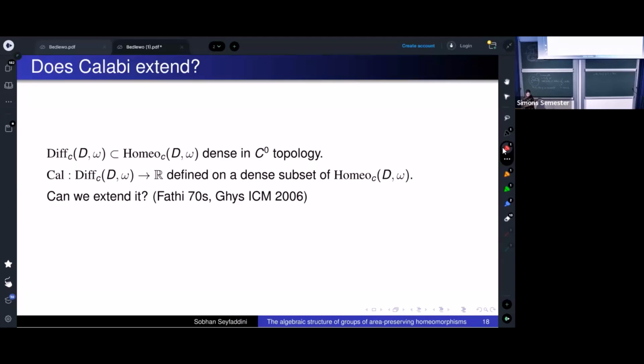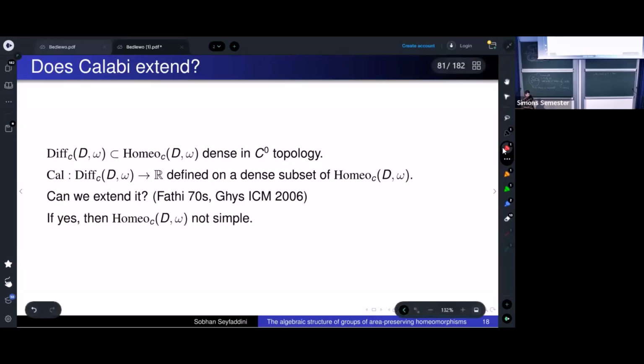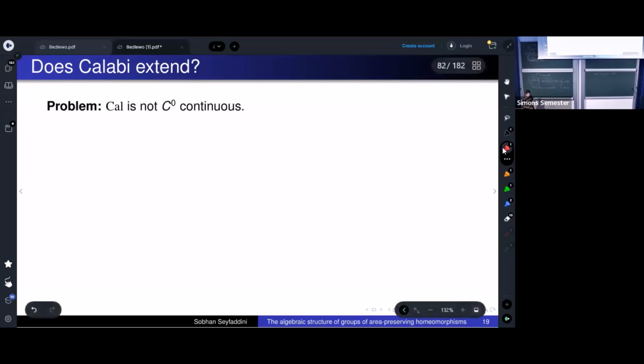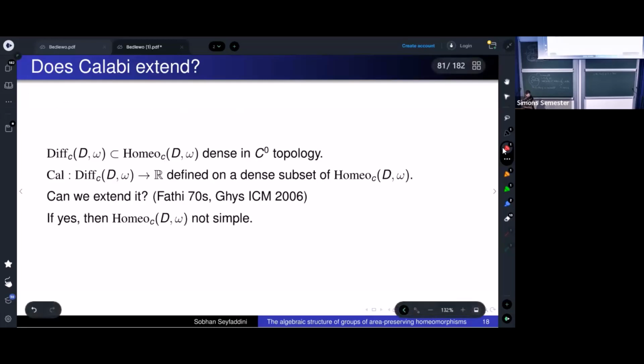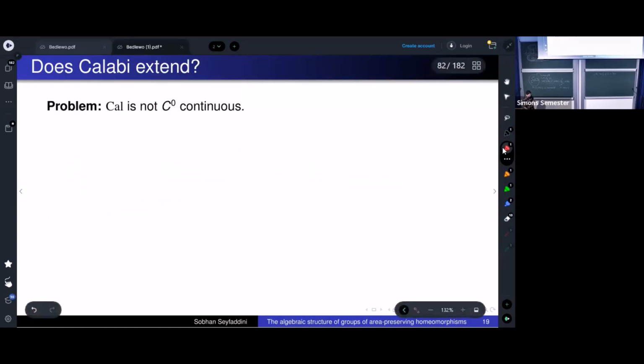The reason for posing the question is the same, as you could guess. Well, if we can extend the Calabi invariant to area preserving homeomorphisms, then we have an answer to our question. We know that the group will not be simple. So what the question is asking is whether we could extend by taking limits, the Calabi invariant from a dense subset to the whole.